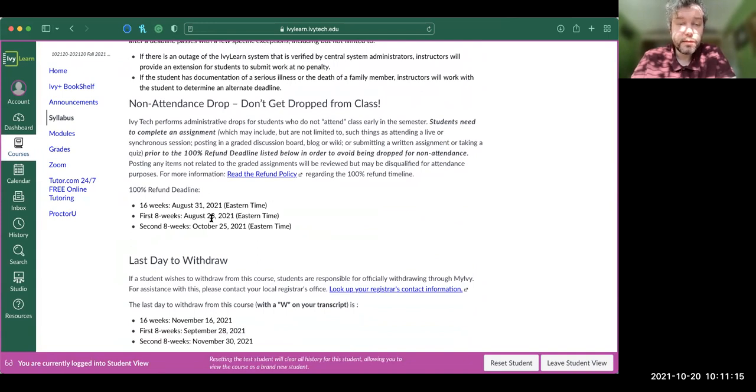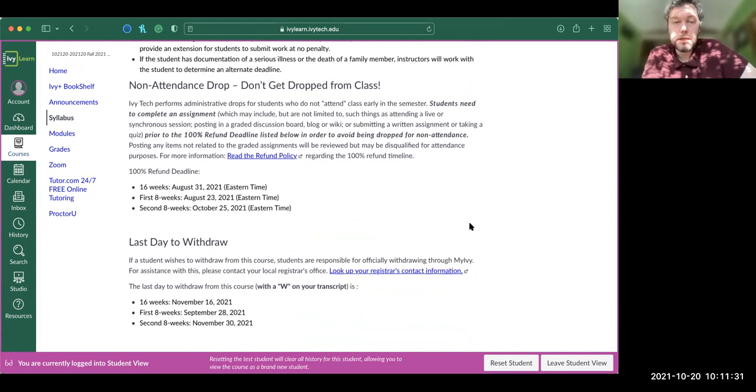Here is your refund date. I hope no one needs a refund. I hope this is the only time that you take college algebra. I hope everyone gets an A, and no one needs to get a refund and no one needs to withdraw. That would be my goal.